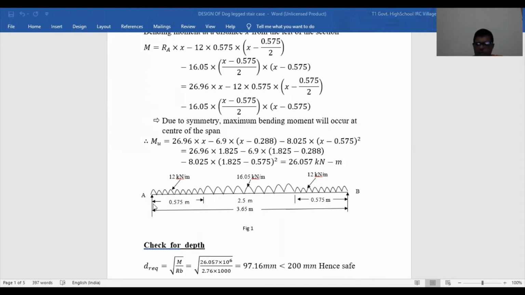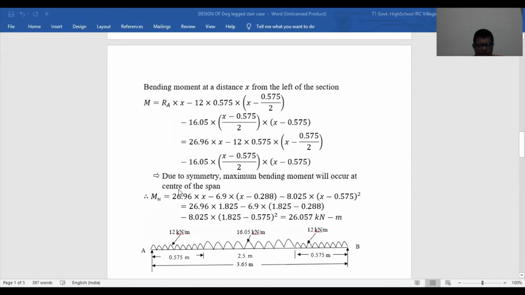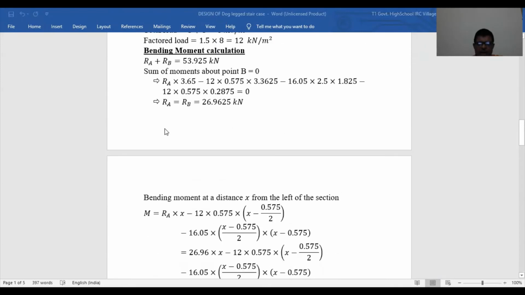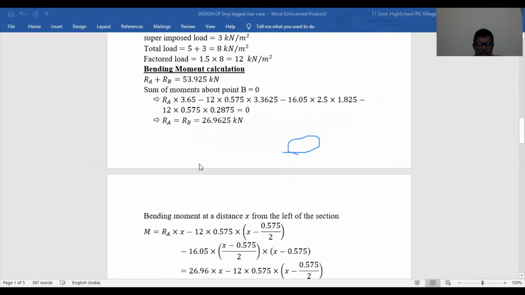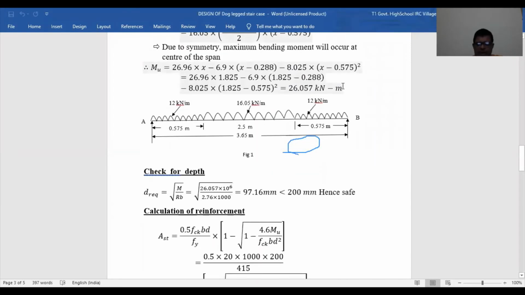So find the reactions, that will be the shear force, and find the maximum bending moment, which may occur at the center or somewhere else. Basically it will be symmetrically loaded, so the maximum bending moment is at the center. So you have to find out the maximum bending moment and maximum shear force for this problem. This is being taught in your strength of materials or analysis of structures, so I'm not going into detail of the calculations, but the moment is coming 26.057 kilonewton meter, and the reaction comes out to be 26.9625 kilonewton. Both will be required for the shear calculation and bending calculations.